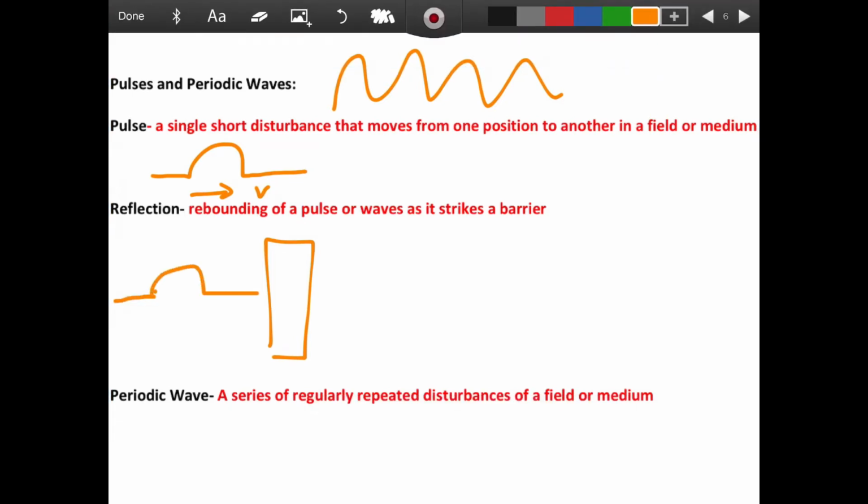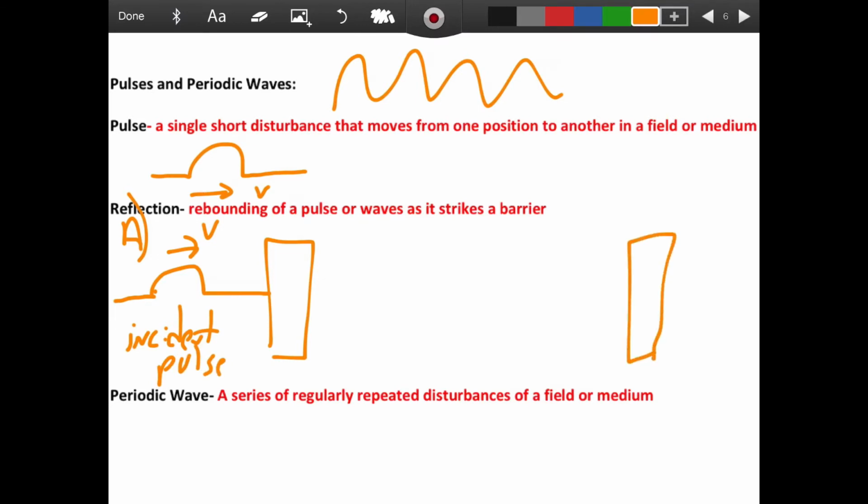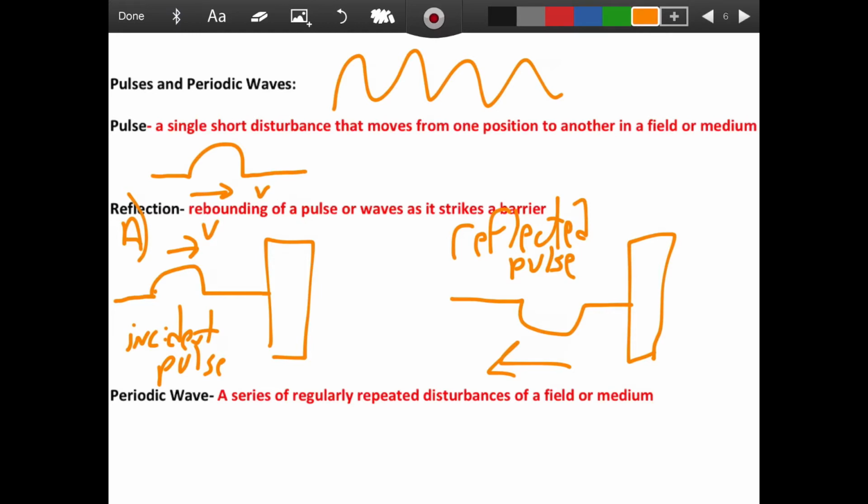But let's say we have picture A over here. This will be the before, and we have a pulse moving towards this barrier. This would be called the incident pulse. And then if it's reflected, sometimes, not always, again, you're going to figure this out, the reflected pulse will be inverted like this. And then a periodic wave is just a series of regularly repeated disturbances of a field or medium. So if something's happening over and over again at regular intervals, that can be classified as a periodic wave.